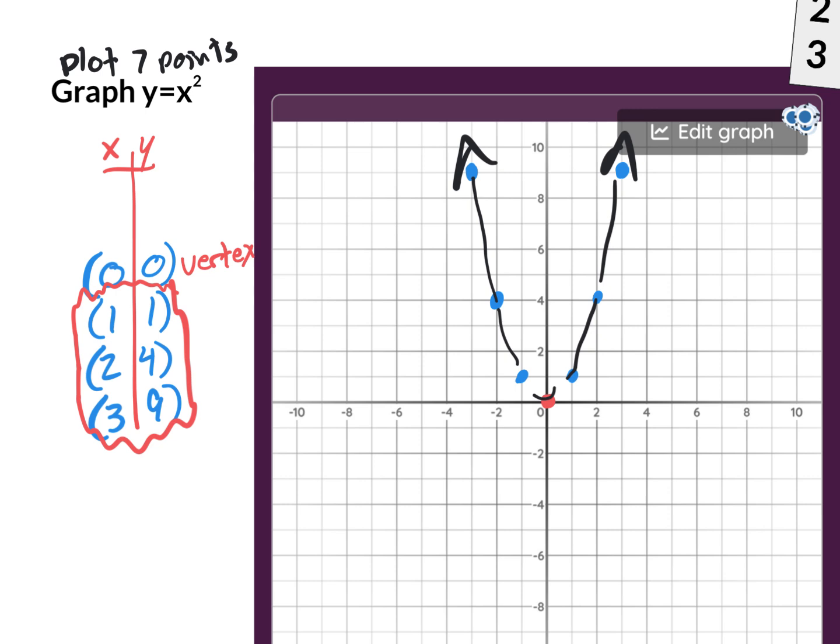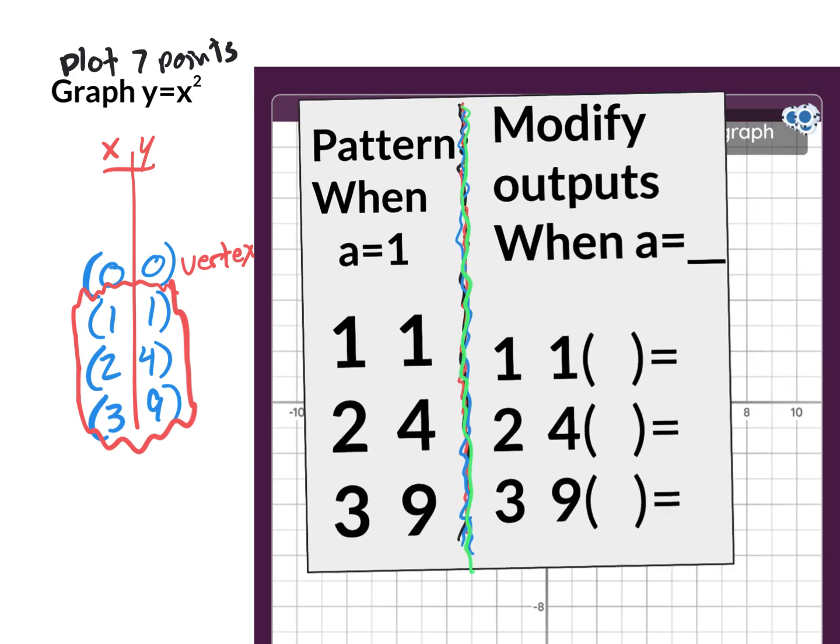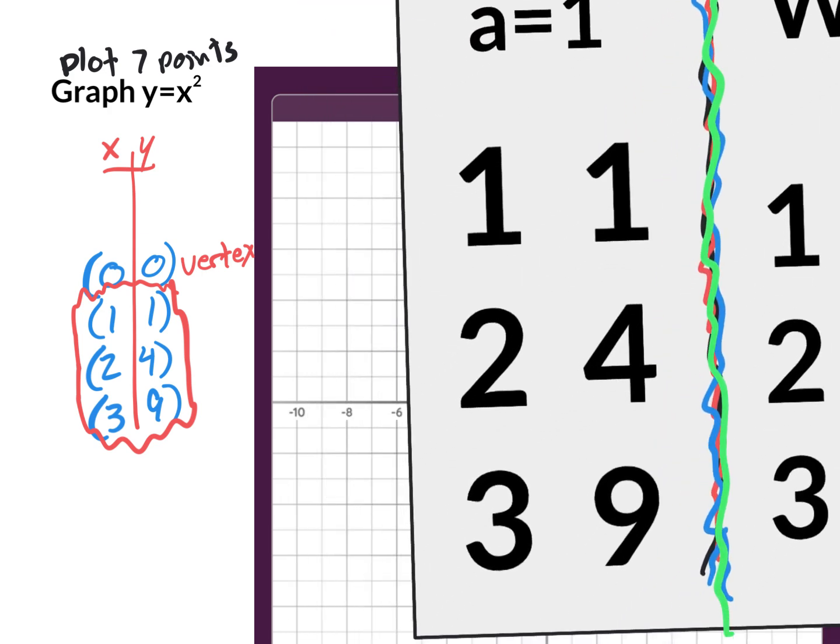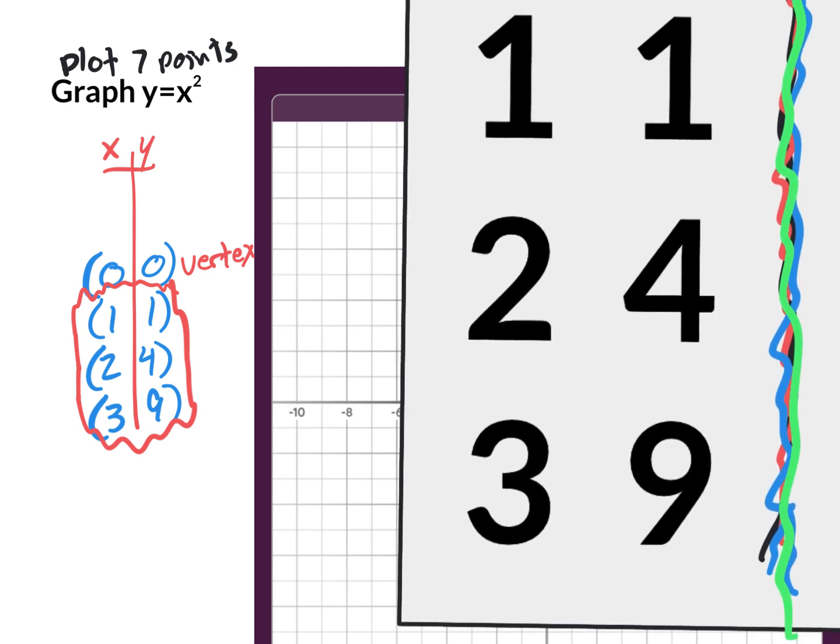Now, these are the actual coordinates 1, 1, 2, 4, 3, 9, but wherever the vertex is at, let's just say the vertex would be right here, and let's say the a value is 1, that means you would be able to use a pattern of 1, 1, put a dot there, back to the vertex 2, 4, put a dot there, back to the vertex 3, 9, put a dot there. And then you could map them over to the other side. So the lesson here by graphing this parent graph is to memorize the pattern 1, 1, 2, 4, 3, 9. And in the future we'll even modify the outputs of a new pattern. But right now we just need to memorize 1, 1, 2, 4, 3, 9.